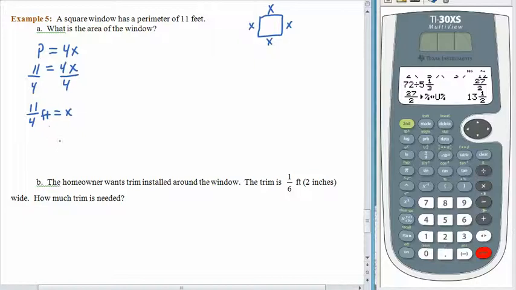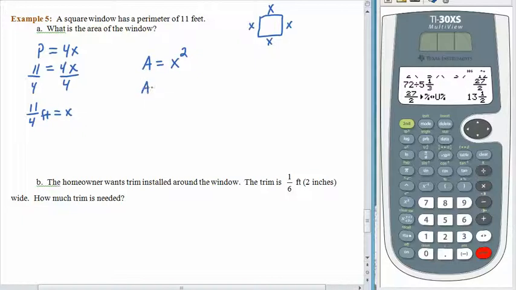If you want to convert the 11/4 into 2 3/4, that's fine, but really I don't need to because this isn't the question. The question isn't what is the side length. We want to know what is the area. To calculate area, we need to take the length times the width. For a square, these are exactly the same. x times x will give us x squared.